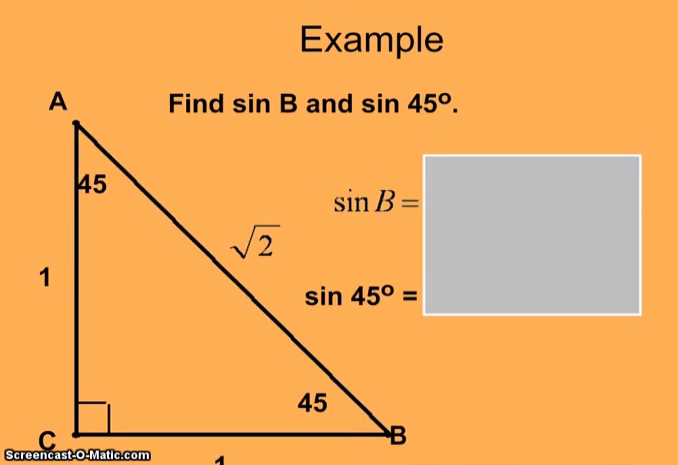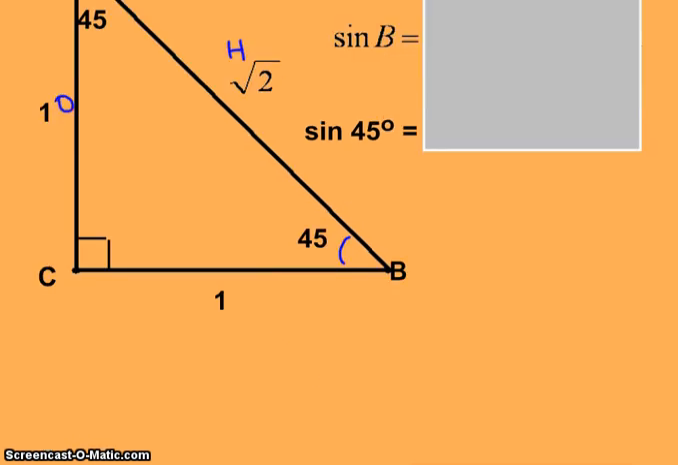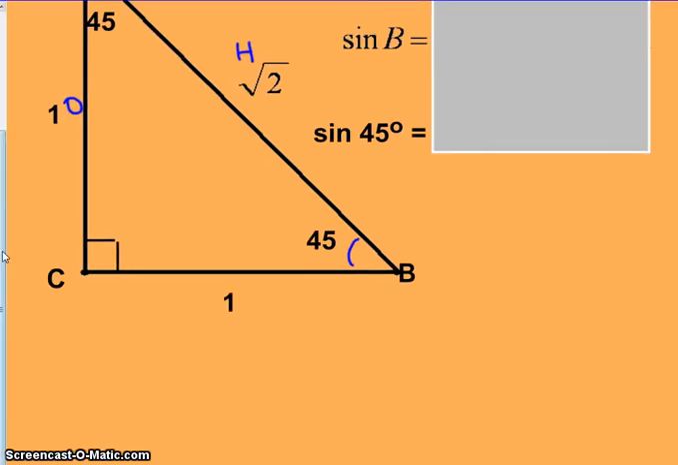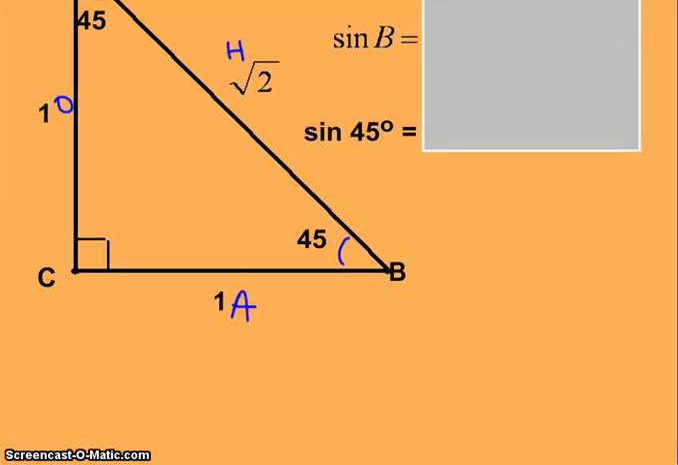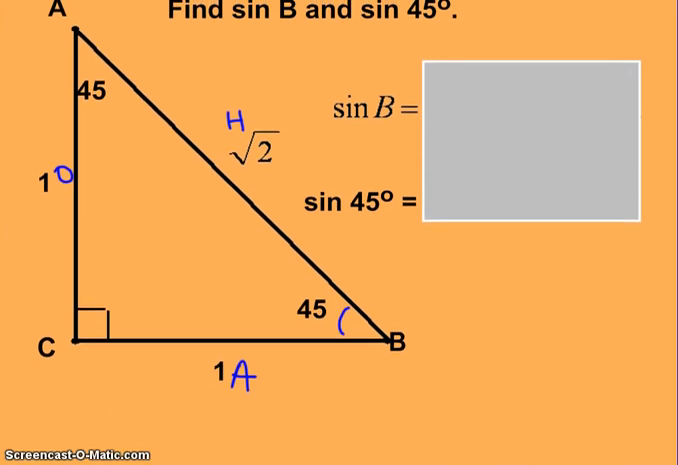Alright, take a minute, pause, and see if you can find the sine of B. From B we need to label the sides. This is the hypotenuse, this is my opposite, and this right here is my adjacent. So sine is opposite over hypotenuse, so 1 over the square root of 2. Now the problem is we're not allowed to have radicals at the bottom, so type it in your calculator and you get square root of 2 over 2, whereas the decimal is 0.7071, to 4 decimal places.